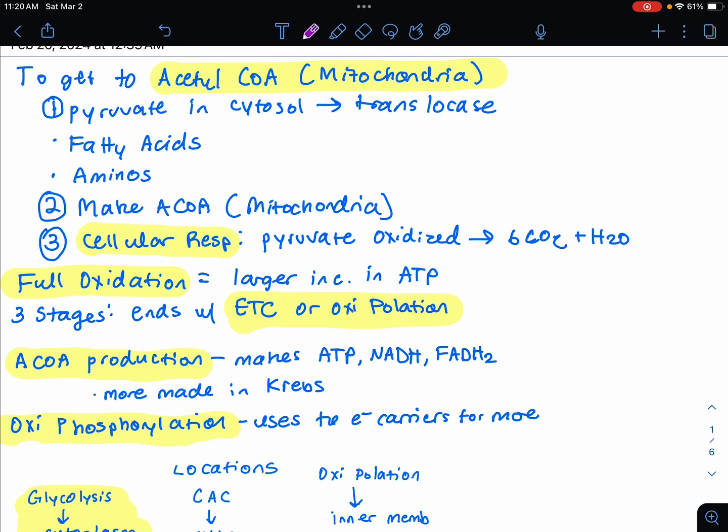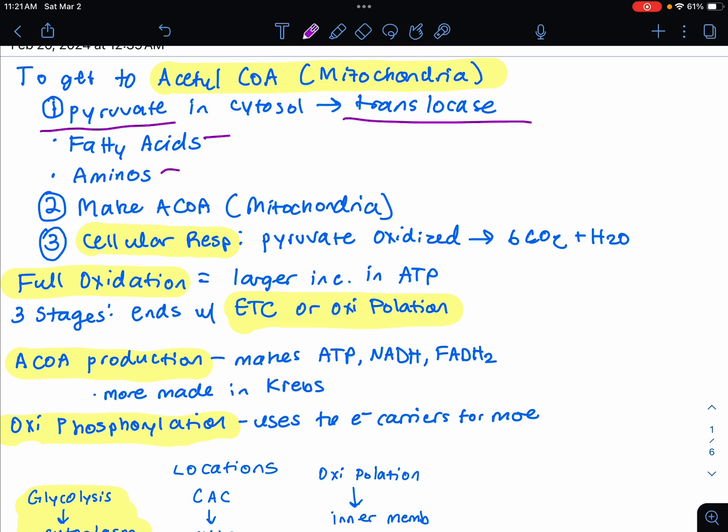Okay, so to get to acetyl CoA, in order to bring that to fruition, acetyl CoA is produced in the mitochondria. So how do we get the pyruvate to the mitochondria? We would have to transfer the cytosol pyruvate via the translocase. Alright, so then we could also get to acetyl CoA, also known as acetate. It's a 2-carbon molecule. We could also use fatty acids and amino acids as well. And then, again, you're going to make the acetyl CoA, which we're going to go over the steps of.